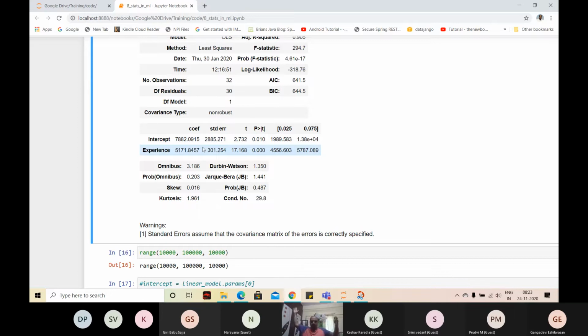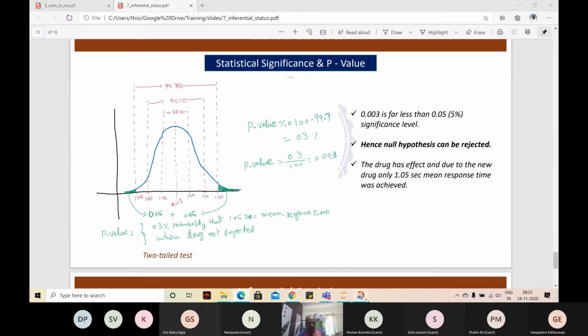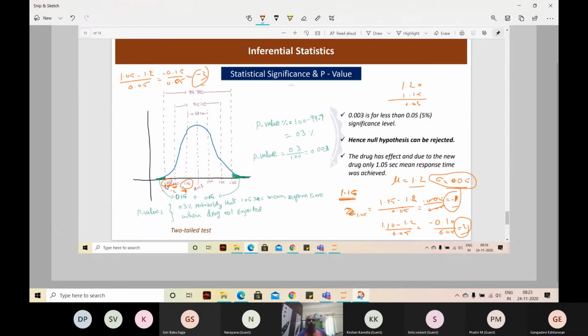17 means very far. That's where the p-value is going to be zero. Here, using the z-score, we actually calculated p-value. Do you remember that? Using the z-score, we calculated p-value. How did we calculate? 99.7% of the times it is not happening. So 0.3% of the times it is happening.